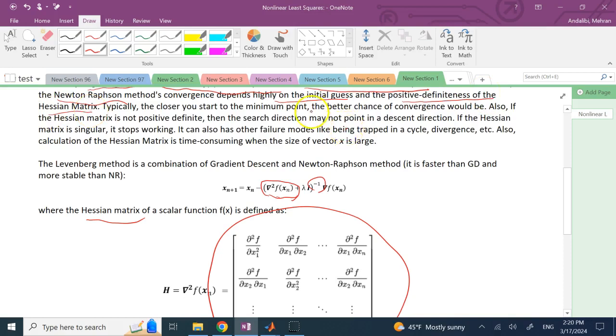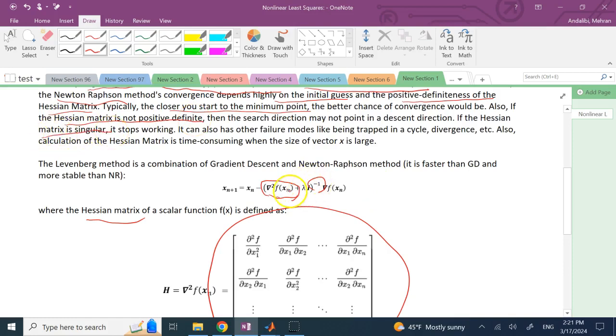The convergence of it gets better as you get closer to the minimum point. When you are further away, it's not doing an amazing job. When you're closer, it's better. On the other hand, gradient descent is the opposite. And as I said, if the Hessian matrix is not positive definite, then you might not converge at all, or if it becomes singular, that alone is a problem.